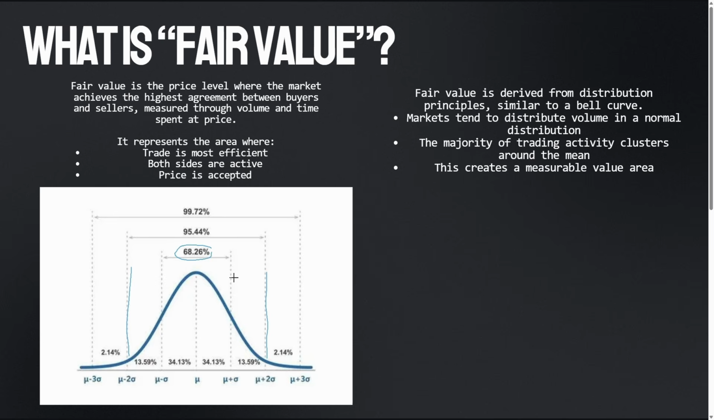This could be, some people like to use 40, but with an actual bell curve, which is where it's derived from, which is your distribution principles, which is also where you overall have a normal distribution. That's what this is in reference to. And then obviously, as I said, the majority of trading activity is clustered around the mean. Now the mean is the middle average price point. And then very simply, this gives you a measurable value area.